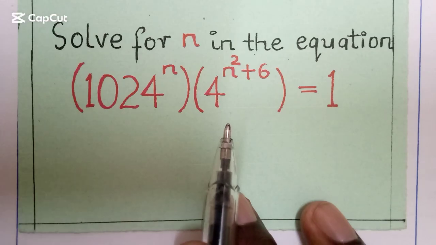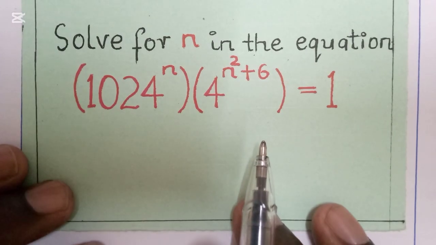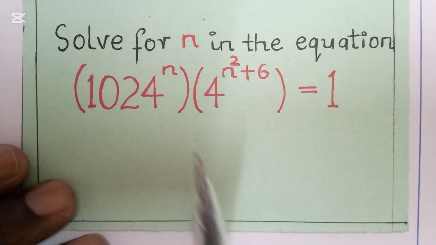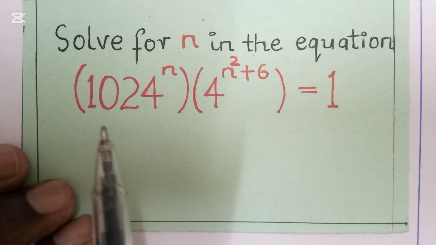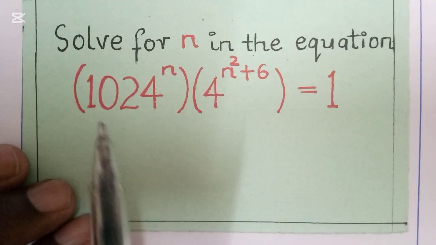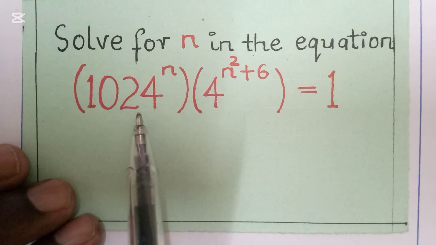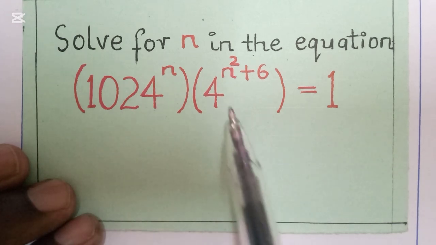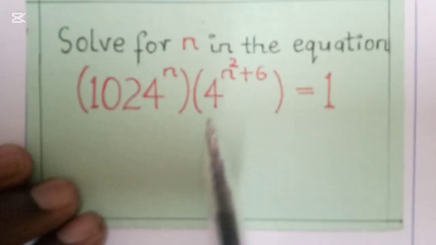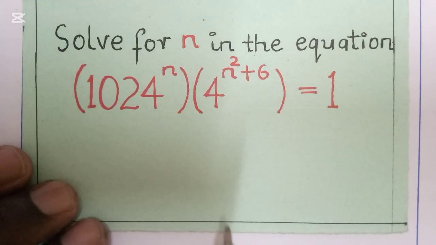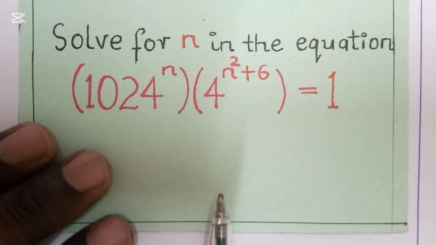Hi guys, let's do this problem, and first I read the question. So for n in the equation, 1024 raised to n, bracket, 4 raised to n squared plus 6, bracket, is equal to 1. And so guys, we do this problem.